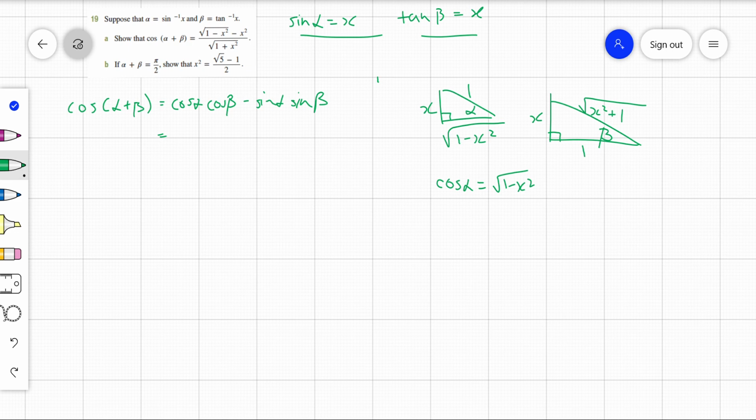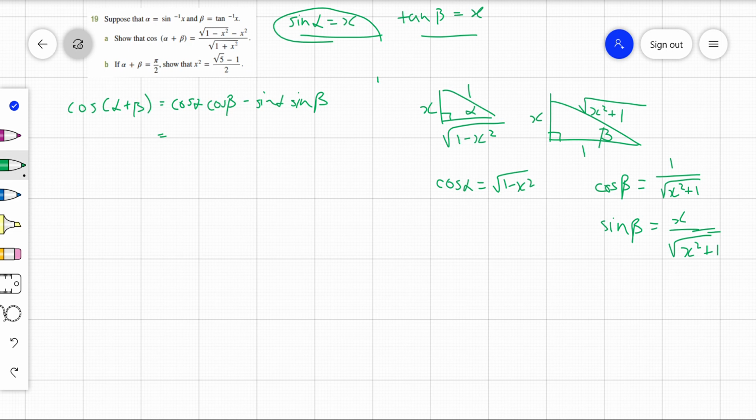What else do I need? I need sine alpha, which I've got because that's up here. Sine alpha is x. I need cos beta, adjacent over hypotenuse. So there's cos beta. And I need sine beta, opposite over hypotenuse. Alright, there we go.